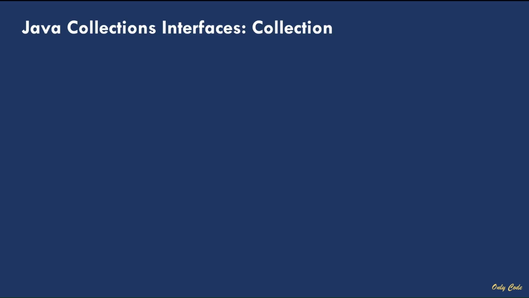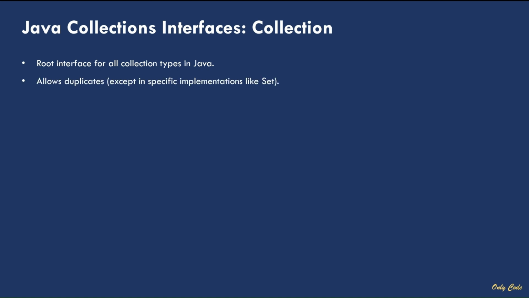Now, let's look at all Java collection interfaces one by one, starting with the collection interface. Collection interface is the root interface in Java collections framework. It serves as the foundation for more specialized collections, such as list, set, and queue. Collection allows duplicates by default. However, collections like set don't allow duplicates. By design, collection does not guarantee any specific order of elements. For example, HashSet is unordered, while ArrayList guarantees insertion order.